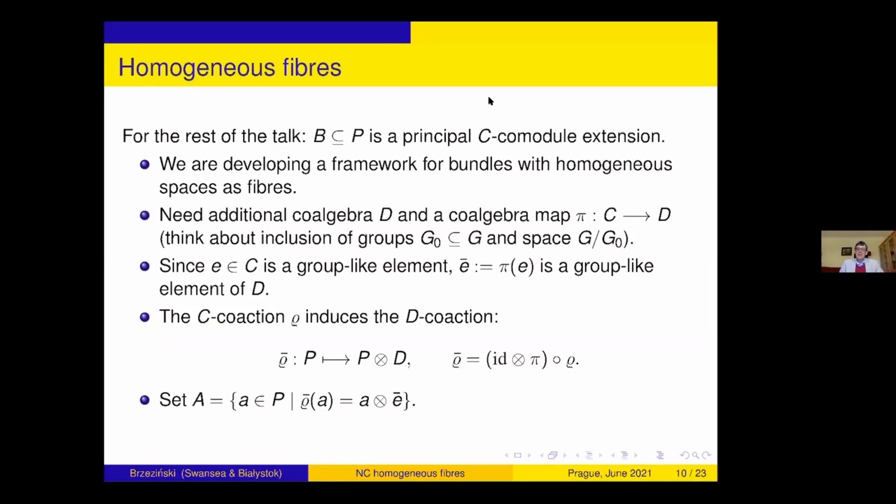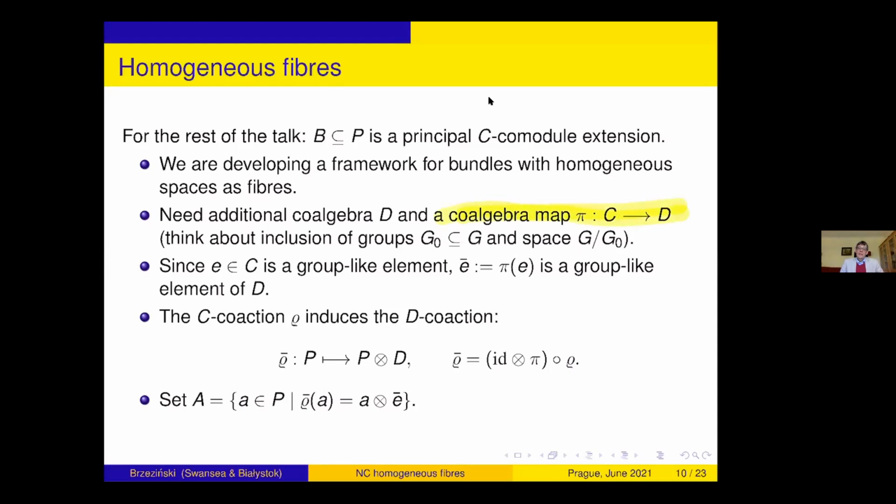I will increase the level of complexity, if what I said so far wasn't complex enough. For the rest of the talk, we should keep in mind the simple stuff: whenever B, P, and C appear, we have a principal C-comodule extension. This is somewhere in the background of what I'm doing. Now I really want to have quantum homogeneous fibers. For this, I need some subgroup of a group, which means that I need a surjective coalgebra map, or actually, I'm not even assuming it's surjective in this generality. We just have two coalgebras. I have this principal comodule extension in the background, and now I take another coalgebra D and a coalgebra homomorphism from C to D.